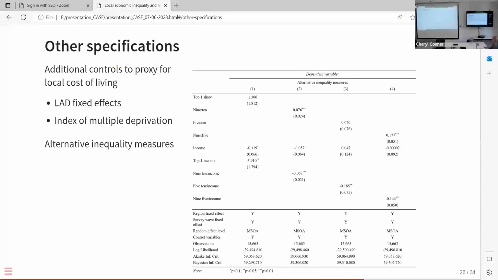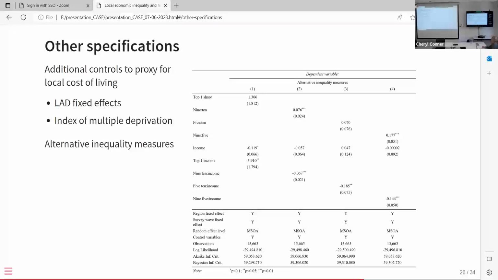Other specifications. This cost of living question is probably the key control variable you want to think about. There are two things. Instead of region fixed effects, I've included local authority fixed effects. There are 300 of those versus 12 regions. So now it's variation in inequality within a local authority area. You might think of local authorities varying in terms of cost of living, and so including that control, you're taking that out. I also included the index of multiple deprivation as maybe a proxy for cost of living. And I also varied the inequality measure.